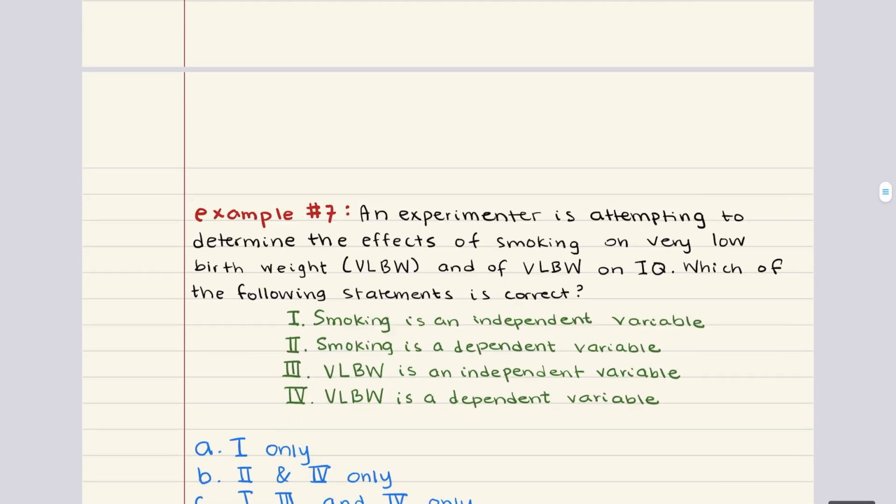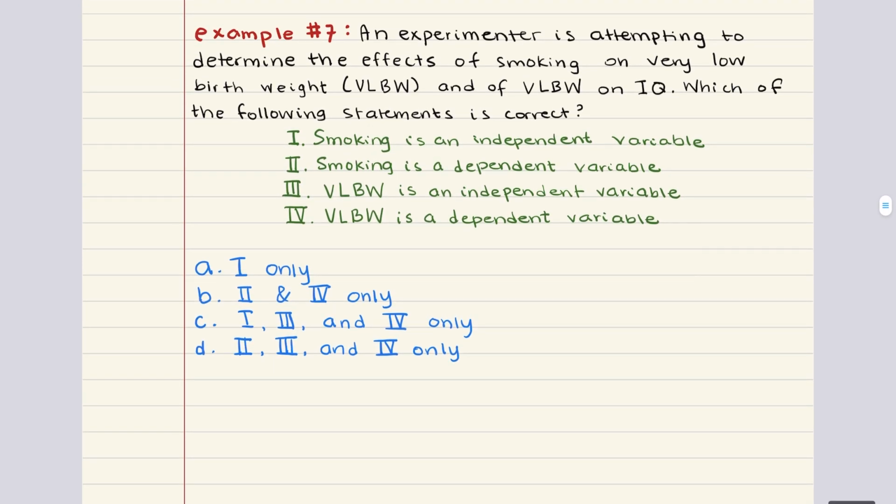Beautiful. 7 says an experimenter is attempting to determine the effects of smoking on very low birth weight and the effect of very low birth weight on IQ. Which of the following statements is correct? 1 says smoking is an independent variable. 2 says smoking is a dependent variable. 3 says very low birth weight is an independent variable. And 4 says very low birth weight is a dependent variable.